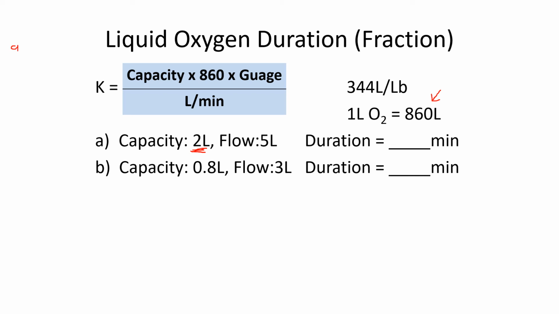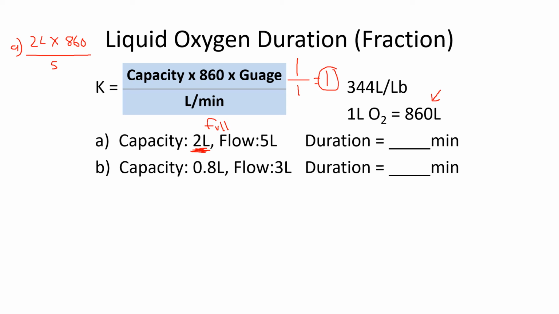So for A, we're going to assume that this container is full. The entire 2 liters, it's completely full of liquid oxygen. So the capacity is 2 liters, and the conversion factor is 860. And you just divide that by the rate, which is 5. So here the gauge is full. So one full gauge is 1/1, which is just 1. So we just ignore that factor.